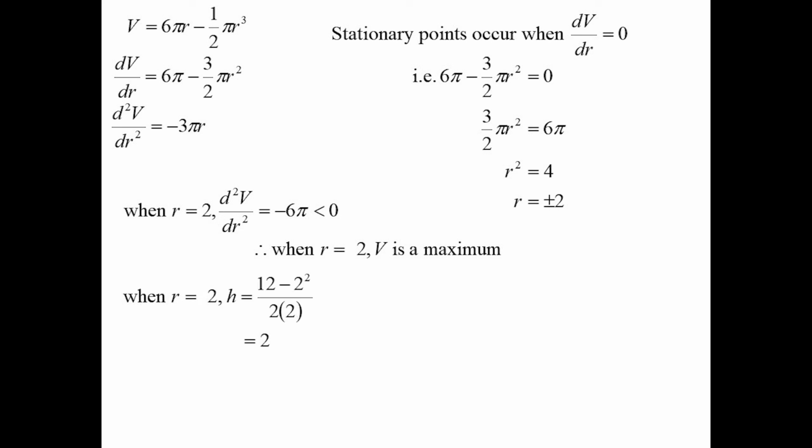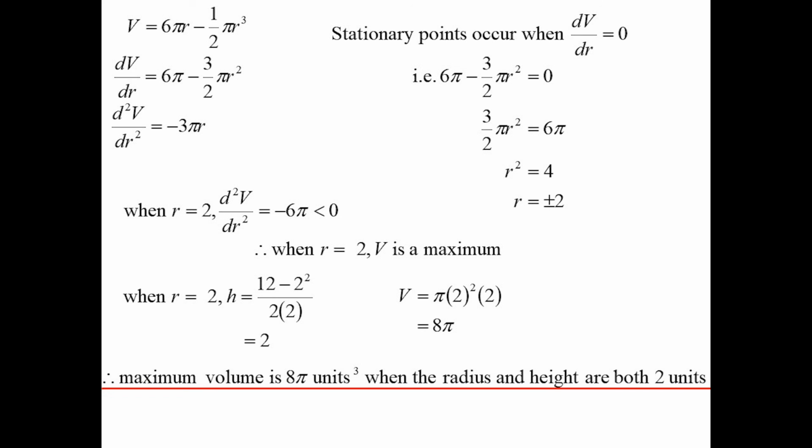So when r equals 2, h, we've created a formula for that earlier, also equals 2. There we go. There's that perfection coming in again. And the volume, therefore, pi r squared h turns out to be 8 pi. Don't just leave those answers hanging around. Conclude it, right? I've solved this problem. The maximum volume is going to be 8 pi units cubed, and it's going to happen when the radius and the height are both 2 units.